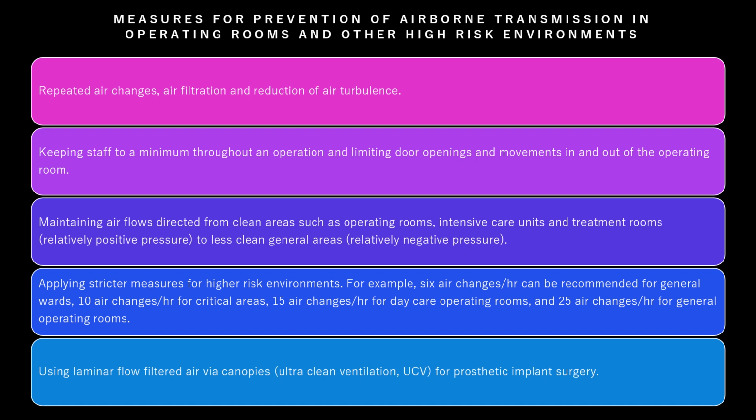Maintain the airflow directed from the clean areas such as operating rooms, ICUs, and treatment rooms, with relative positive pressure, to less clean general areas, with relative negative pressure. Then apply stricter measures for high-risk environments. For example, 6 air changes per hour can be recommended for general wards, 10 changes for critical areas, 15 changes for operating rooms, and 25 changes for general operating rooms. Use laminar flow filtered air via canopies such as ultra-thin ventilation.